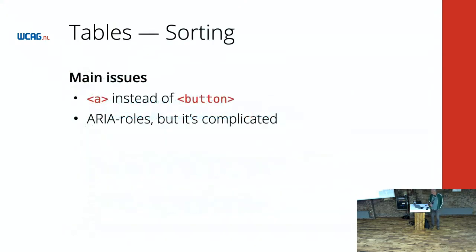So, are there any issues? The main issue is that they use a link for sorting, especially if it's AJAX, then you should use a button, because you do something on the screen, you're not going anywhere. And you might maybe add some ARIA roles, but it's kind of complicated, so maybe leave them out. That's the better option.